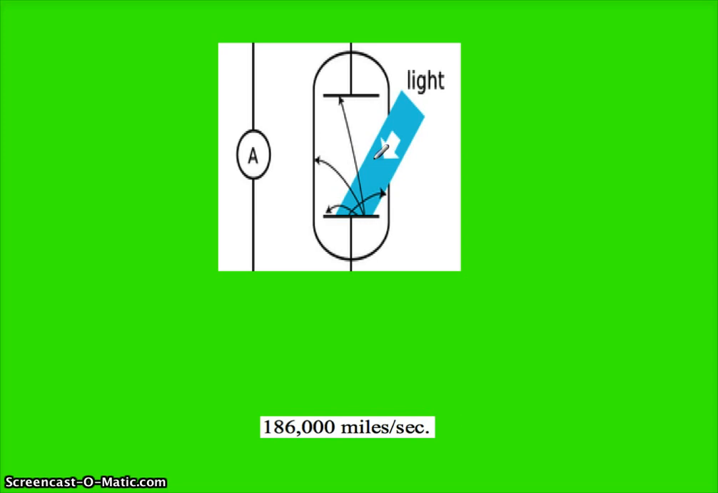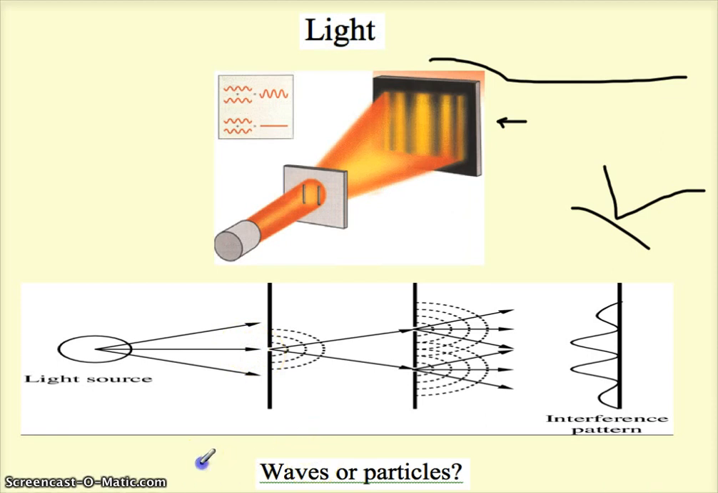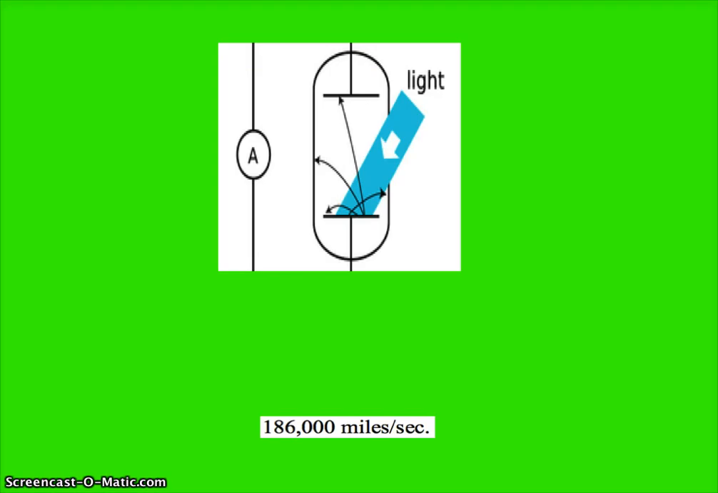Also, if you shone a bright red light onto the same metal surface, no electrons fly off. And bright red light should have more energy and higher amplitude than dim blue light. So why do you have electrons going out from this dim blue light? So it kind of begs the question, is light waves or is light particles? And you know, scientists really kind of struggle with that a little bit.